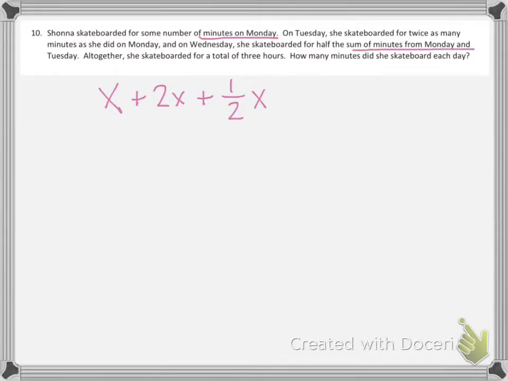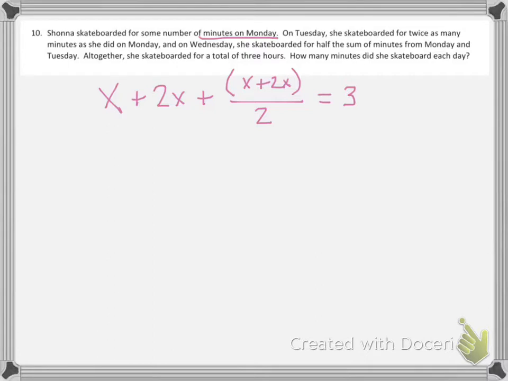Okay, so let me back this up. Half of Monday plus Tuesday. So we're going to take plus this quantity, x plus 2x, that's Monday and Tuesday, and we're going to divide that by 2. All right, and all together she skateboarded for a total of 3 hours, so all of that is equal to 3. All right, so we've got some work to do here.